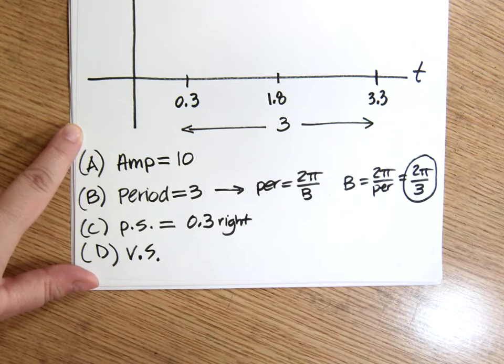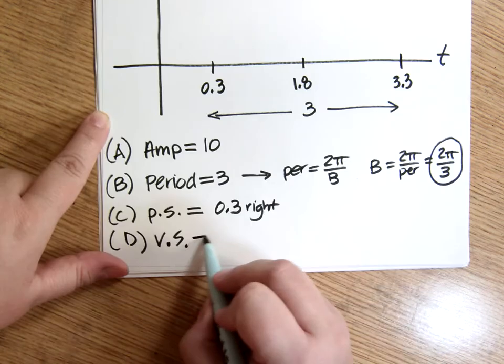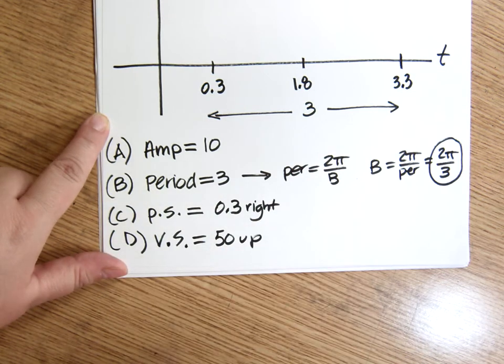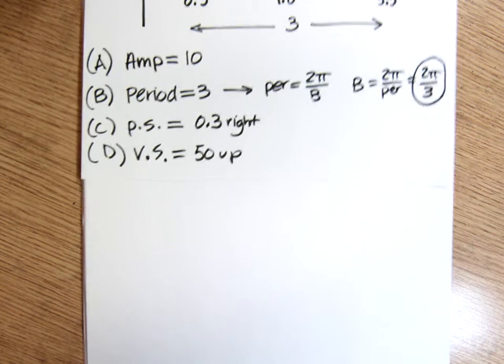And vertical shift is up to the midline, so that's up to 50. So 50 up. Okay, so it's time to write all of those things as an equation. And that looks like this.